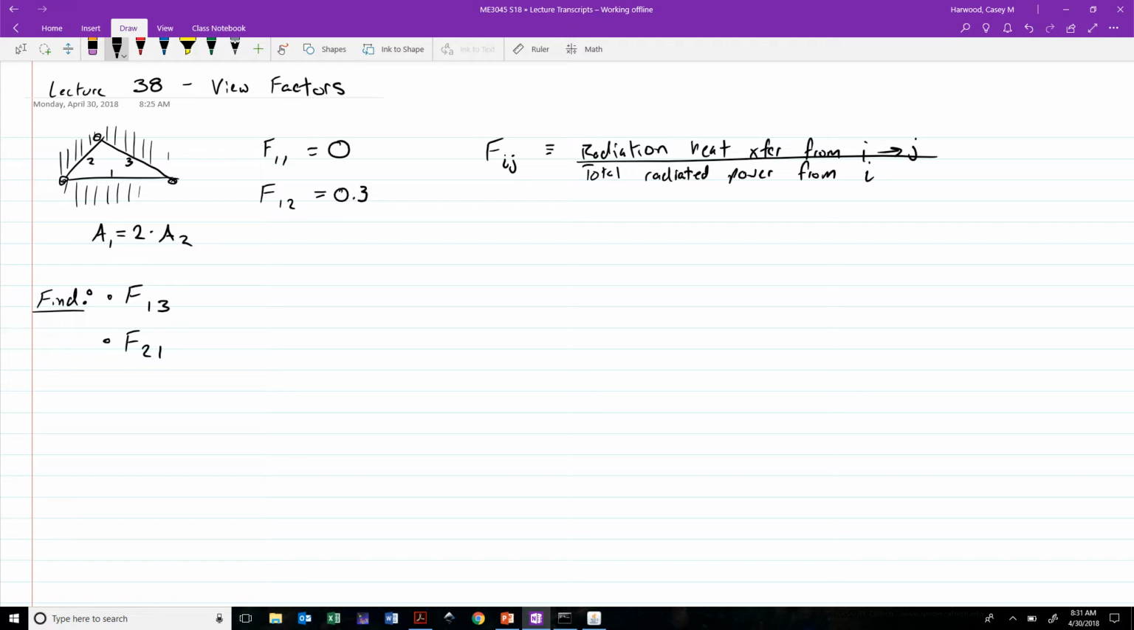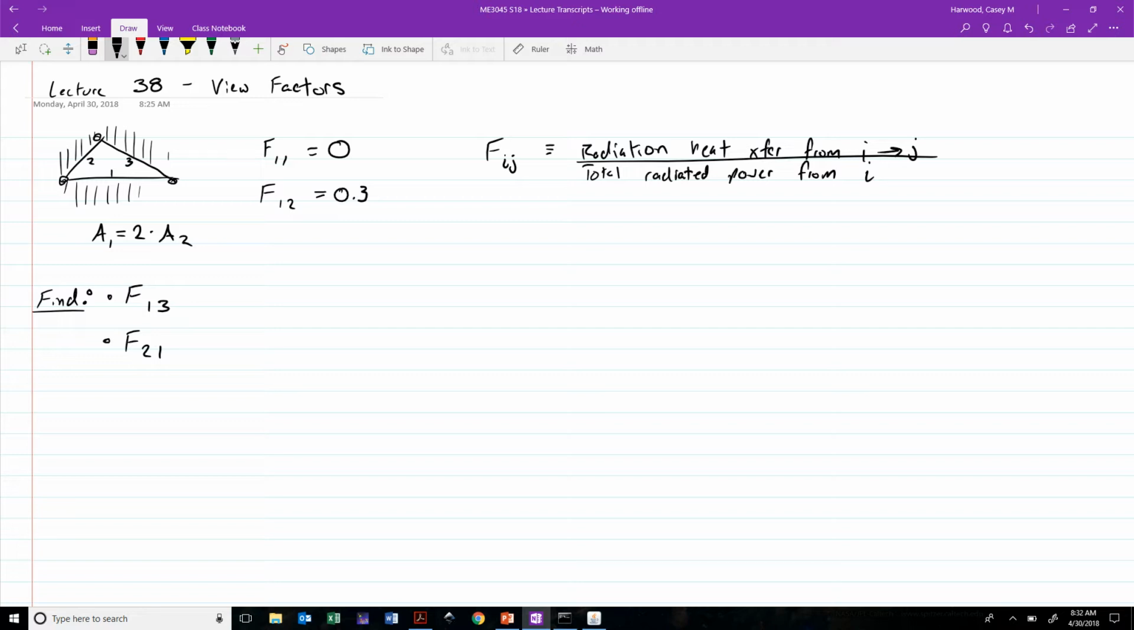With those 4 rules and just some insight, a little mini example here. Let's suppose we've got this triangular enclosure, surfaces 1, 2, and 3. We're given that the surface area of 1 is double that of 2. And we're given 2 view factors, F11 and F12. The fraction of radiated power from surface 1 that hits itself is 0, and the fraction of radiated power from 1 to 2 is about 30%. From this, can we find F13 and F21?